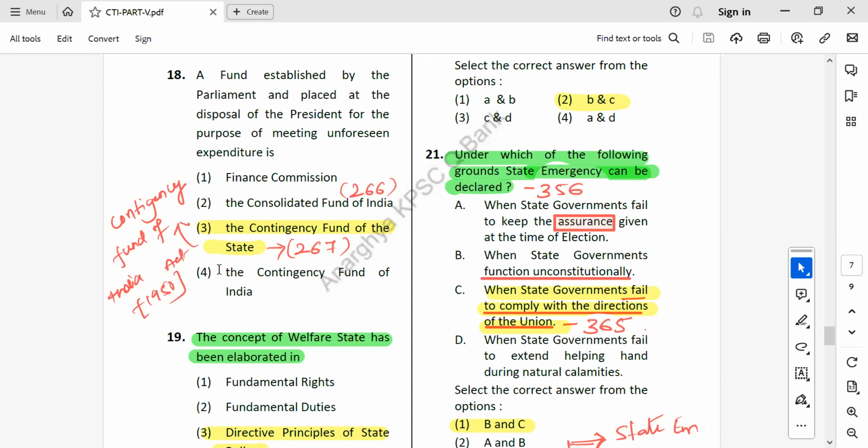They also brought an Act in the year 1950, the Contingency Fund of India Act, through which Parliament establishes it, and this fund is placed at the disposal of the President. On his own he can't take that fund. Of course cabinet approval will be there, but remember Article 267, and the Consolidated Fund of India is Article 266.